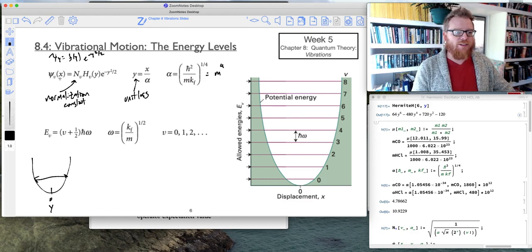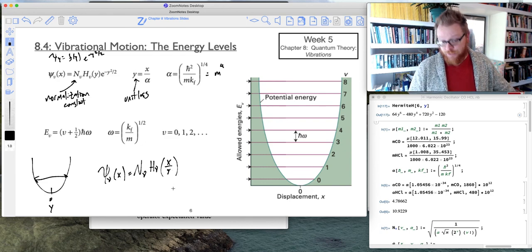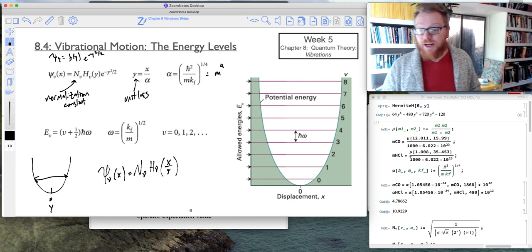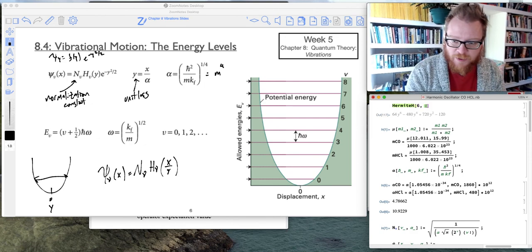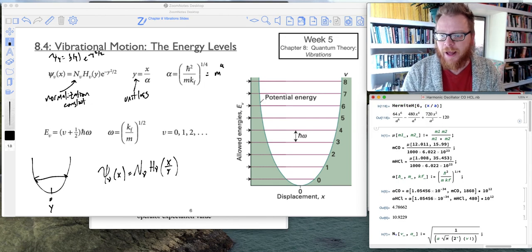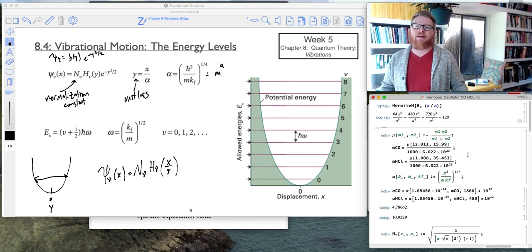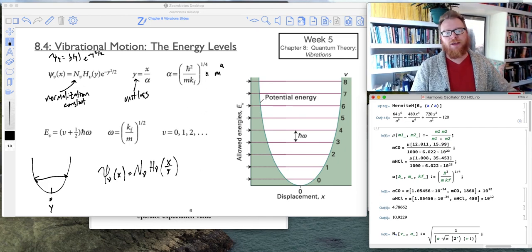So for example, if I wanted to continue writing this psi of x, I'm still going to have this to-be-determined normalization constant. But now when I rewrite my Hermite polynomial, I've got to rewrite it not as H of y, but rather H of x divided by alpha. So over here in my Mathematica, I could replace that with x divided by a. I would have to do that in my polynomial because that's going to help me properly take into account all those units that we dropped out.